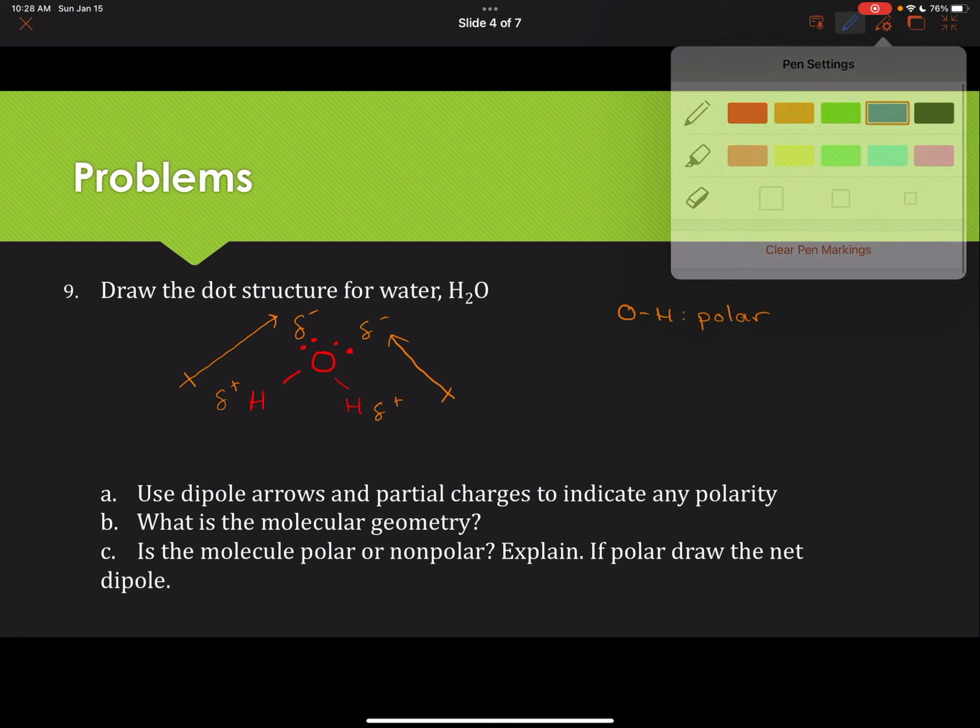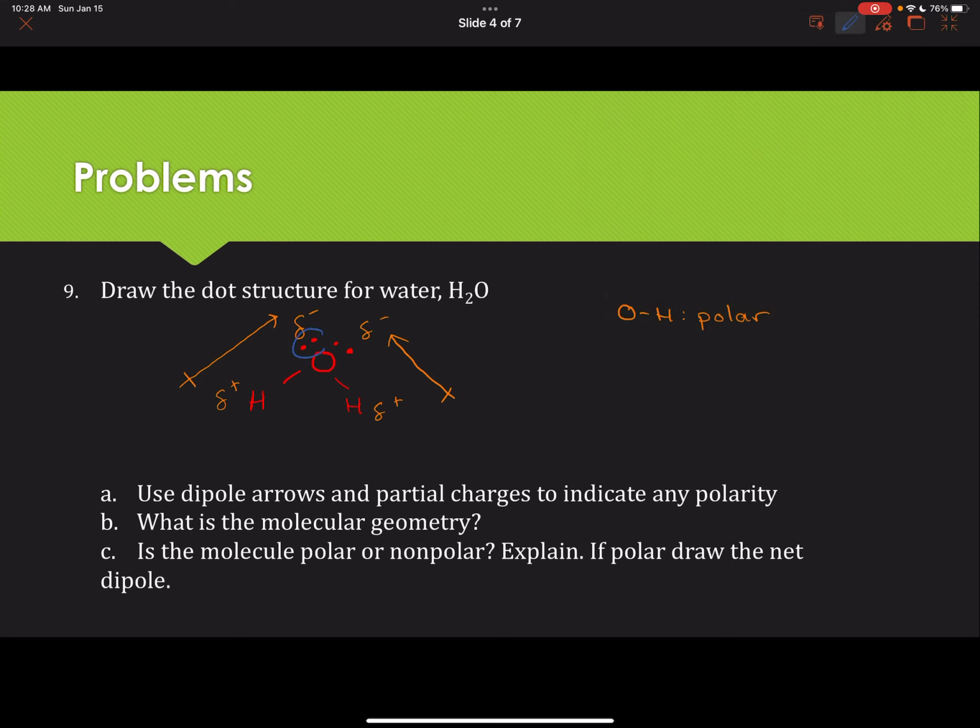Now when we look at geometry, again, I count my electron groups. I've got 4. So I have a coordination number or a charge cloud number of 4. It consists of 2 lone pairs and 2 bonding groups. When I have that combination, remember that gives us a bent molecular geometry. And so I've represented that geometry in my dot structure. I have drawn it in that bent format.